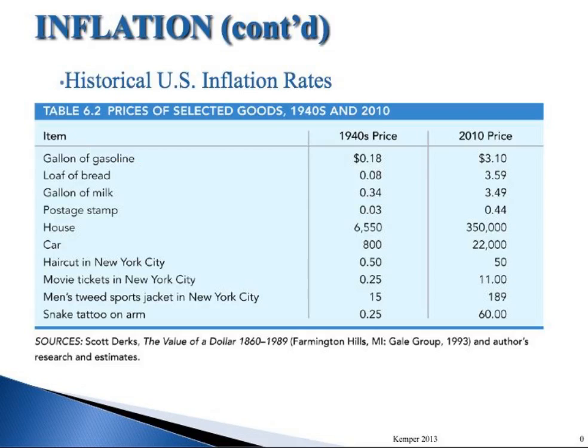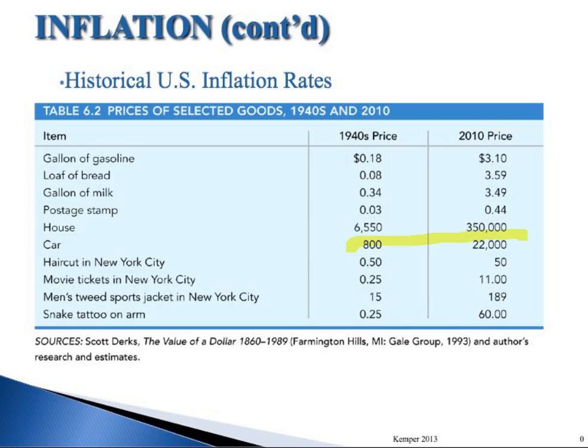These are some historical inflation rates. One thing to note is that while gasoline has increased substantially by, let's say, it's not 30 times, but maybe 20 times, not sure, 18 cents. You go through these with a calculator. Look at this. Our homes have dramatically increased. 1940s, you could buy a home for $6,550, whereas in 2010 the average price was $350,000.